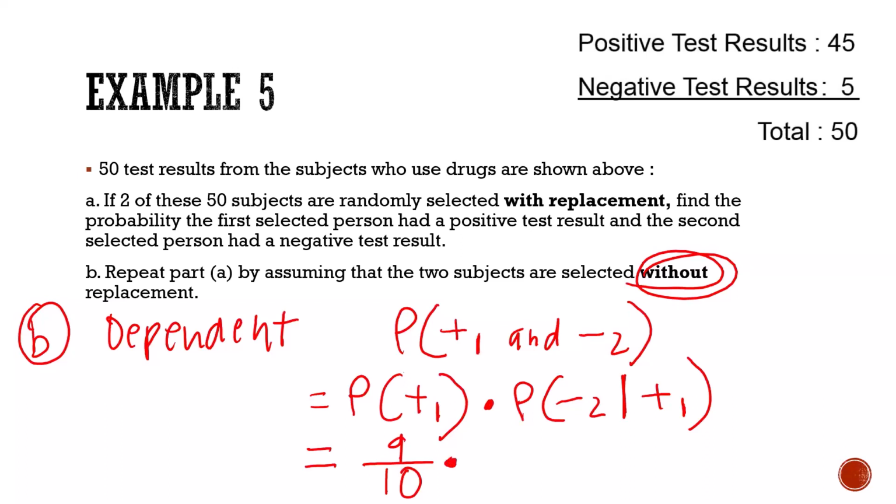Now, the probability that the second person is negative in general, if I don't know what the deal with the first person is, I would say 5 out of 50, 1 out of 10. But that's not correct here, because how many people now can be selected now that one has already been selected? 49.